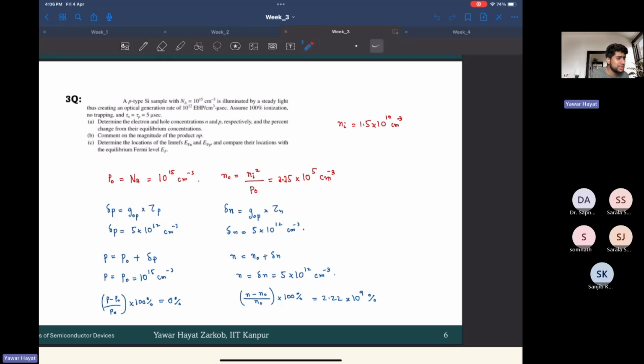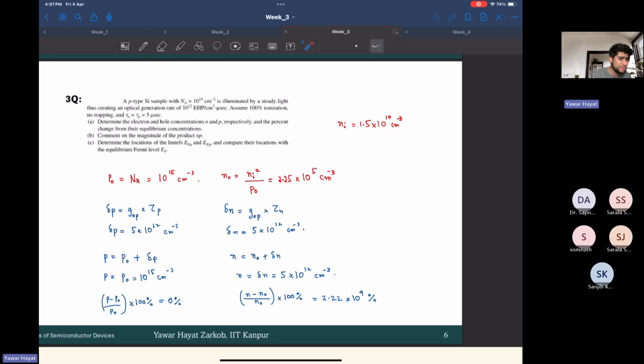Now what would be the total or net electron and hole concentrations? It would simply be the sum of the equilibrium and the excess: P naught plus delta P, and similarly N naught plus delta N. Here P naught is way greater than delta P. This is 10 to the power 12 and this is 10 to the power 15, which is way greater. So my P naught plus delta P would be P naught, which is 10 to the power 15.